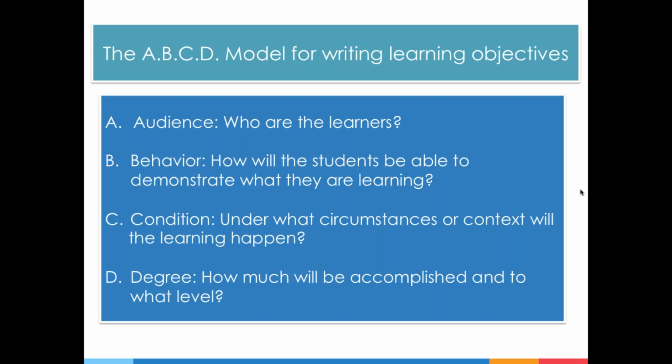And finally, degree. How much will be accomplished and to what level? So at what level does the behavior need to be performed? So this is how we measure success. Do they need to have 100% accuracy? That's a little high. What level of accuracy are you asking for with the degree? Now I know audience, behavior, condition, and degree are really hard to wrap your brain around and to understand the first time around. So we're going to look at some learning objectives.